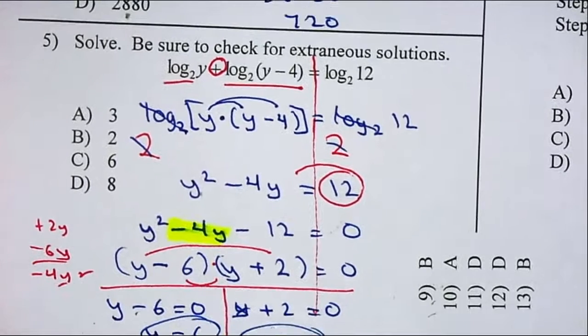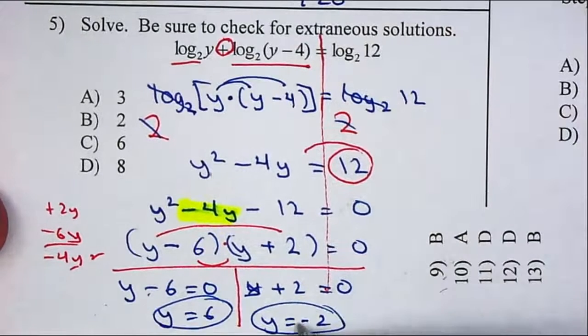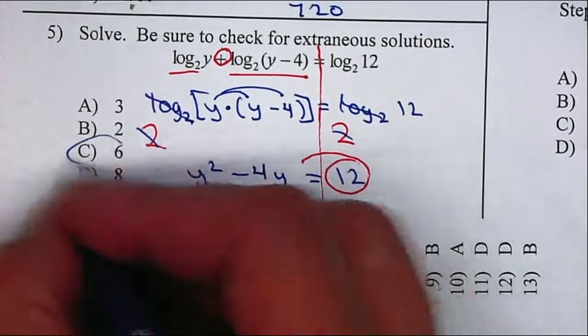Now remember, whenever you cannot take the log of a negative number. So therefore your answer is 6. Letter C.